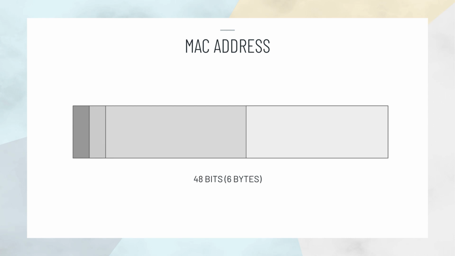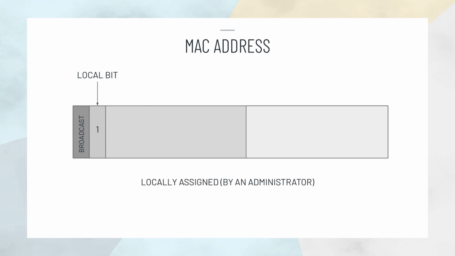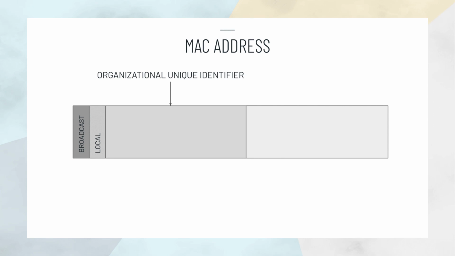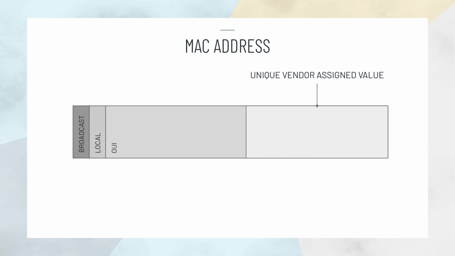It is a 48-bit value. The first bit in the address indicates if the address is a unicast address or a multicast address. The second bit indicates if the address is assigned by the vendor, making it universally unique, or by a local system administrator. If the address is set by the vendor, then the next 22 bits identify the manufacturer of the network interface card, and the final 24 bits indicate a unique value assigned by the aforementioned manufacturer.